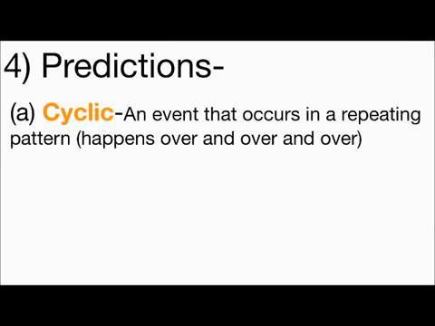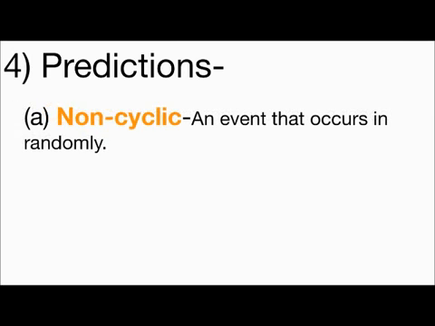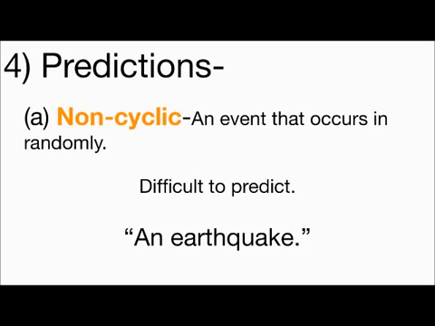We have our cyclic relationship that happens over and over and over again. What happens here is really easy to predict, like the phase of the moon, sunrise, sunset, our tides. Or we can have a non-cyclic prediction, which is something that's a little bit more random, much more difficult to predict, like an earthquake or a tornado.